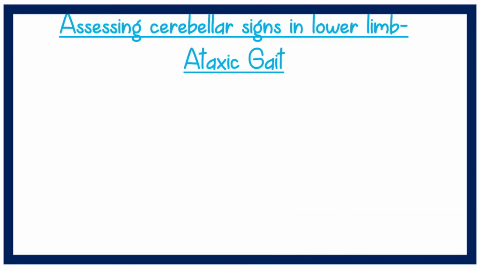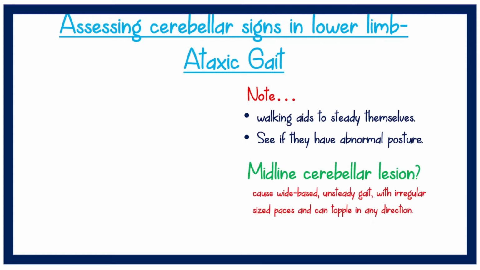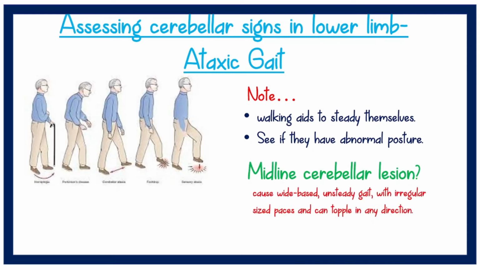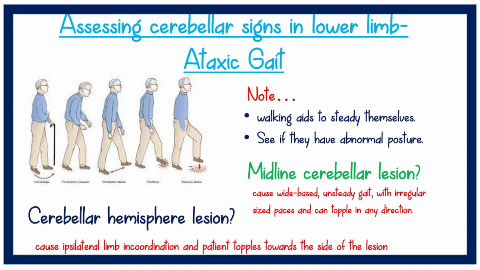Assessing cerebellar signs starts as the patient walks into the room. See if they use walking aids to steady themselves. See if they have abnormal posture. Patients with cerebellar lesions have ataxic gait. Midline cerebellar lesions cause wide-based unsteady gait, with irregular-sized paces, and they can topple in any direction. Cerebellar hemisphere lesion causes ipsilateral limb incoordination, and the patient topples towards the site of the lesion.